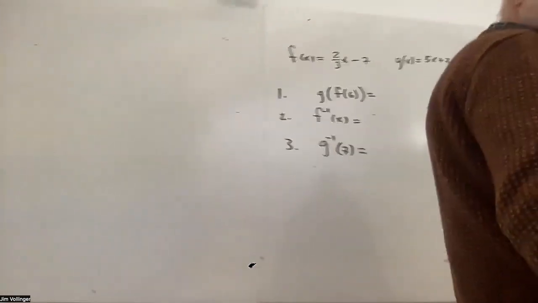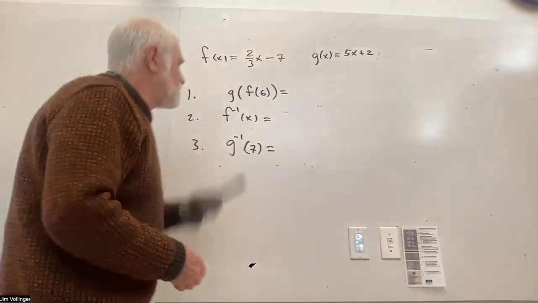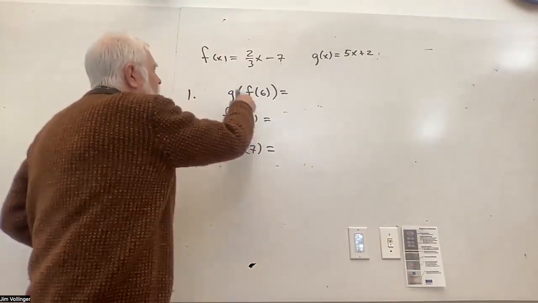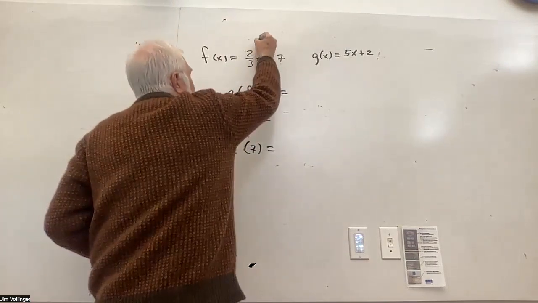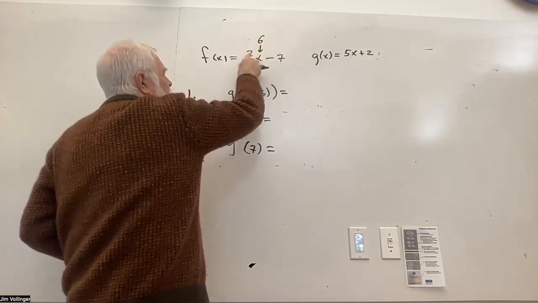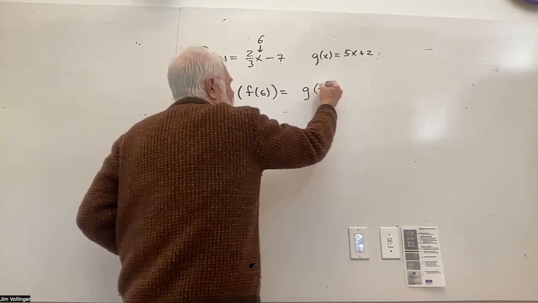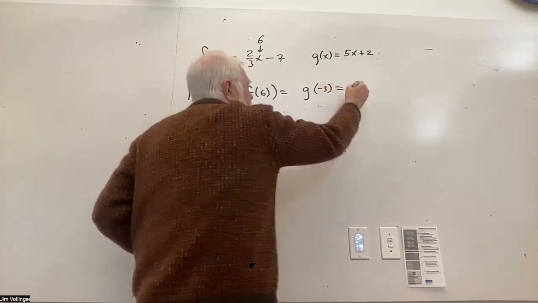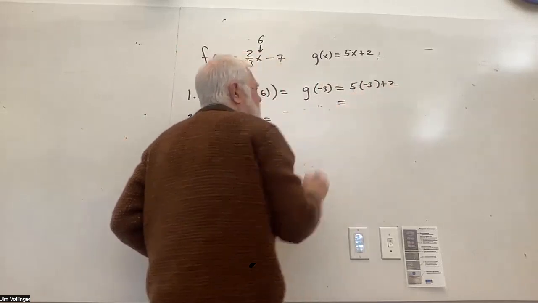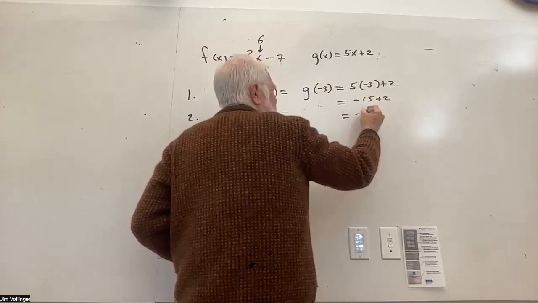Some function questions. I'll just change the functions and we'll do the same three questions. f of 6: I've got to do f of 6 first. I've got to put 6 in for x. Looks like 3 goes into 6 twice. Times 2 is 4. Minus 7 is negative 3. So now I'm doing g of negative 3, which is 5 times negative 3 plus 2. Sure looks like that's minus 15 plus 2, or minus 13.